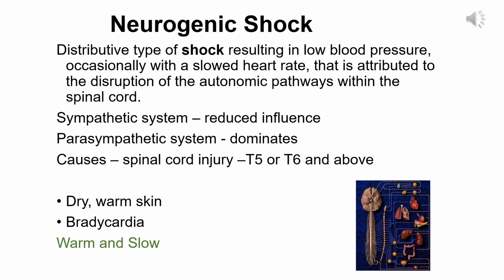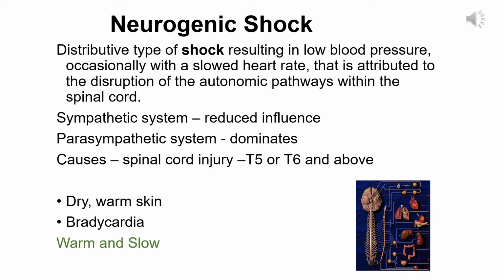And the influence of that sympathetic nervous system will be reduced. And the parasympathetic nervous system takes over. With that parasympathetic nervous system taking over, what we're going to see is a slowed heart rate lots of times and a decrease in blood pressure. The other thing that happens is vasodilatation, as we talked about in distributive shocks.